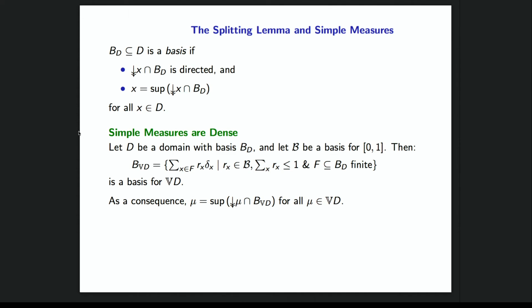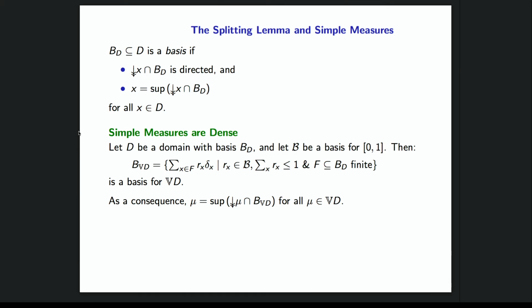Okay, so one of the theorems I mentioned about probability measures and sub-probability measures was that the simple measures are dense. We have the same result here, but I need to define a basis first. So a basis for a domain is a subset with the property that the set of things in this subset that approximate a point is directed, and the sup of that subfamily is x.